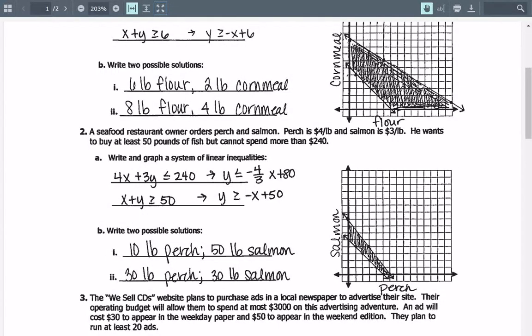Another point is 30, 30. So if you start at the origin and count by tens, 10, 20, 30, and then up 10, 20, 30, you'll find once again a point within the feasible region. So if we buy 30 pounds of perch and 30 pounds of salmon, then we will be good to go. We will have at least 50 pounds of fish, and we will have spent no more than $240. If you want, pause the video and give number 3 a try. Let's see how you did.